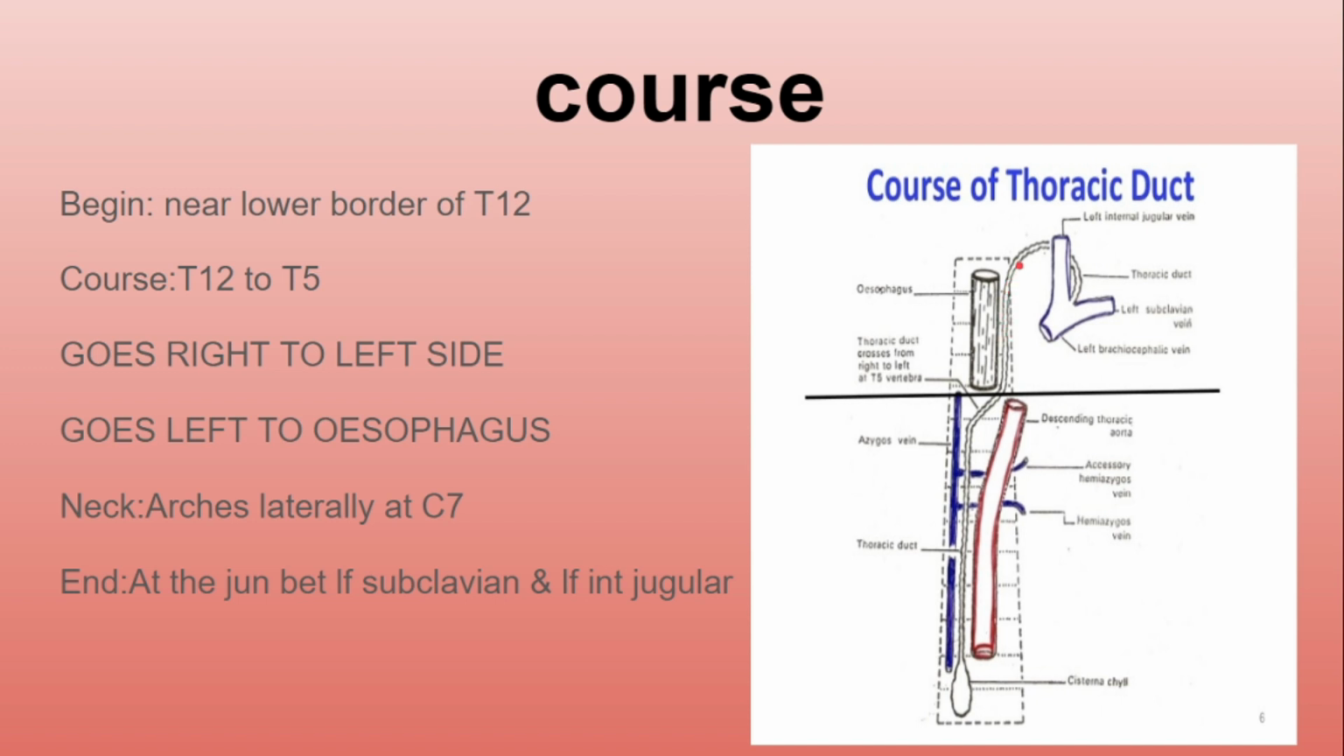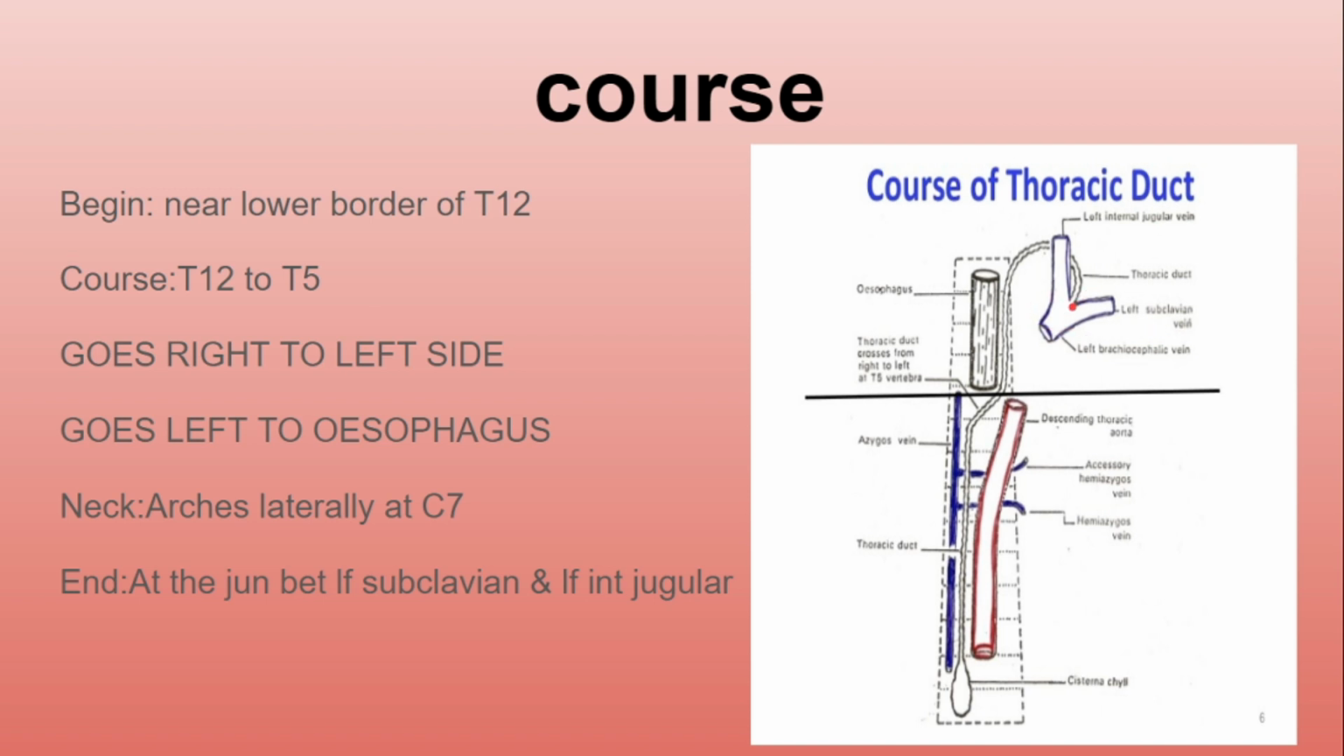Now in the neck region, it arches laterally at the C7 transverse process, meaning the cervical number 7 vertebra, and ascends at the first part of the left subclavian, and ends at the junction between the left internal jugular vein and the left subclavian vein.